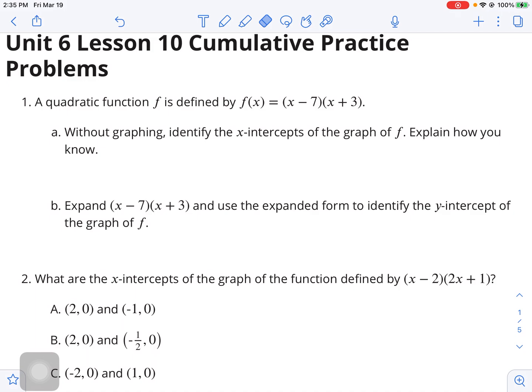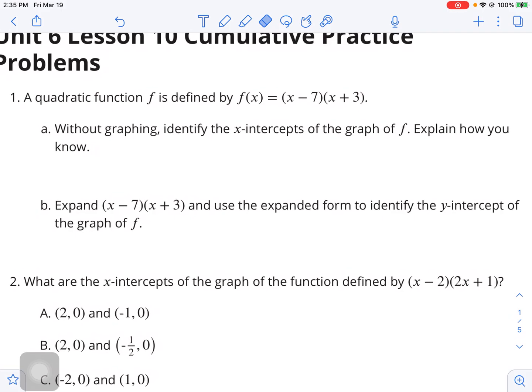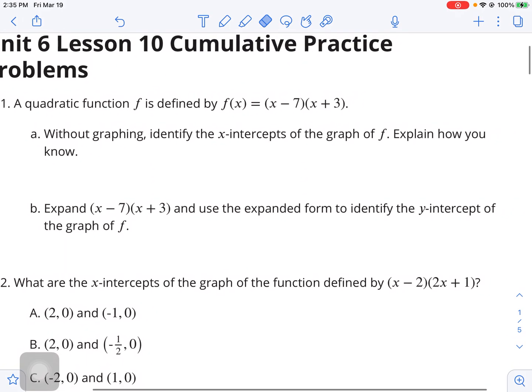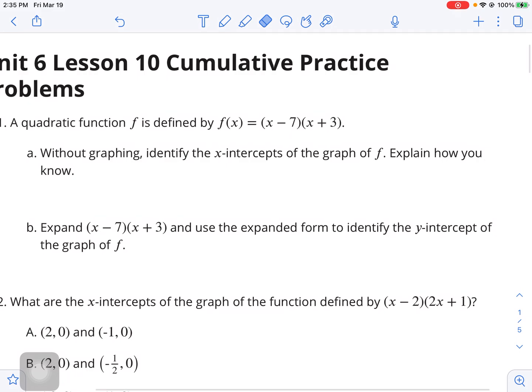So the first one here, this quadratic function f is given, and without graphing, we want to identify the x-intercepts of the graph of f, and explain how we know. So in factored form, the x-intercepts are easy to find because when we have two factors multiplied together and the answer is 0, one of them has to be 0.